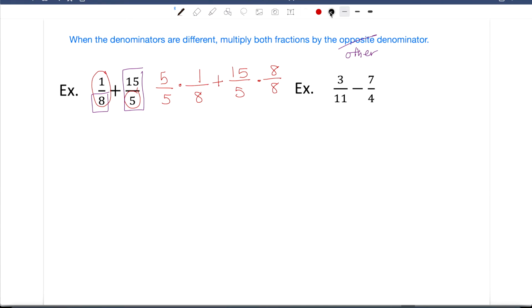Now what you have to do now is go ahead and multiply, distribute. So 5 times 1 is 5. 5 times 8 is 40. 15 times 8 is 120. 5 times 8 is 40. And they want us to add.